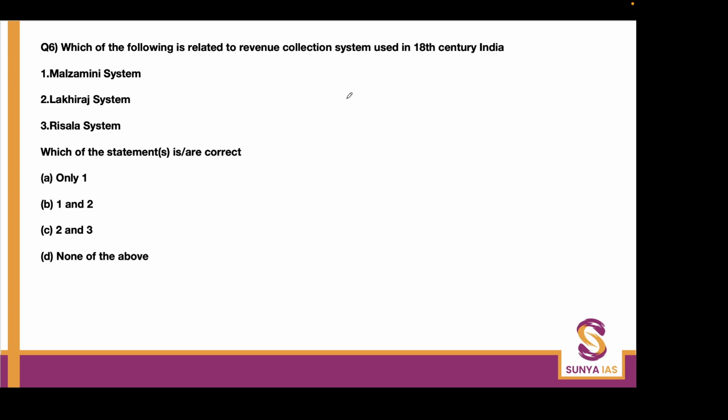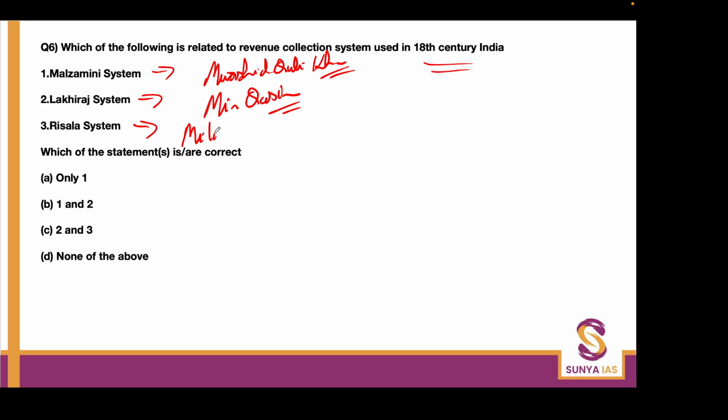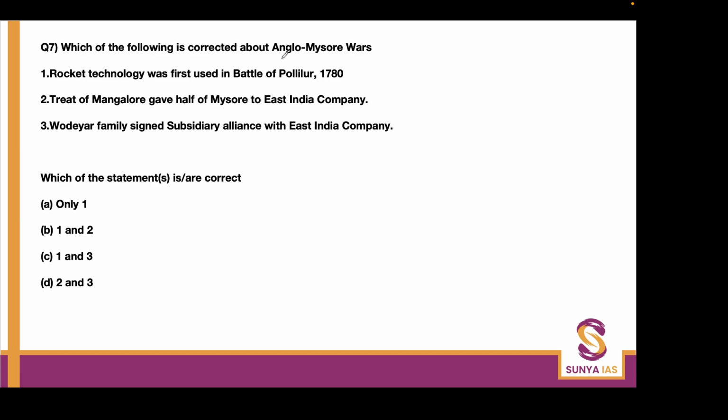Which of the following is related to the revenue collection system used in 18th century India? The Mal Zamini system was introduced by Murshid Quli Khan in Bengal to reduce the inappropriation in the Izaredari system. The Lakhiraj system was introduced by Mir Qasim when he shifted back to Patna, and the Risala system was actually a military reorganization system of Hyder Ali. So Risala system is wrong. 1 and 2 are right. Okay, B option.